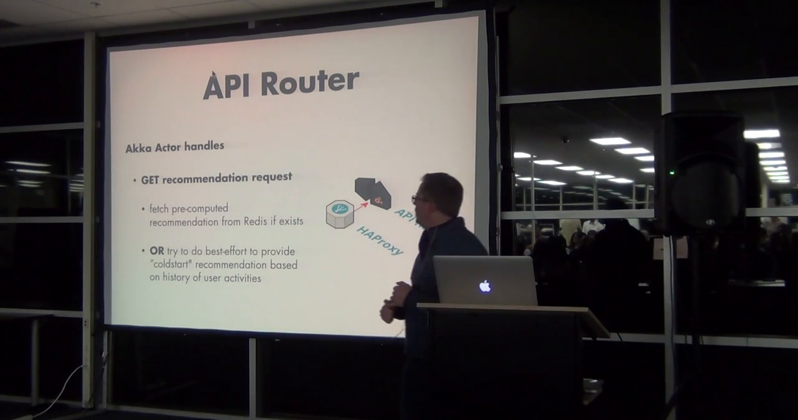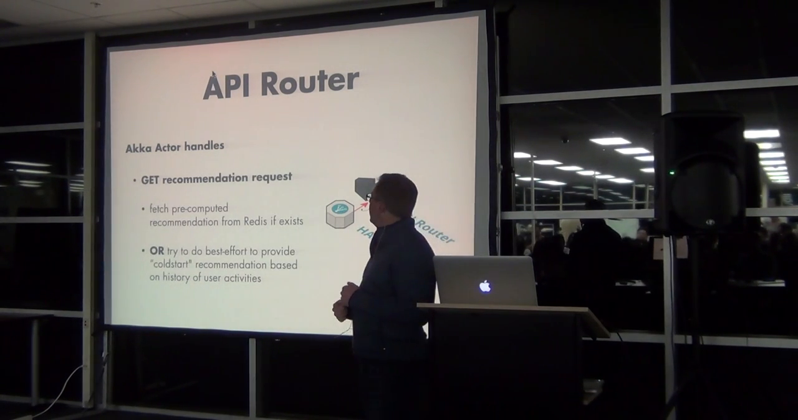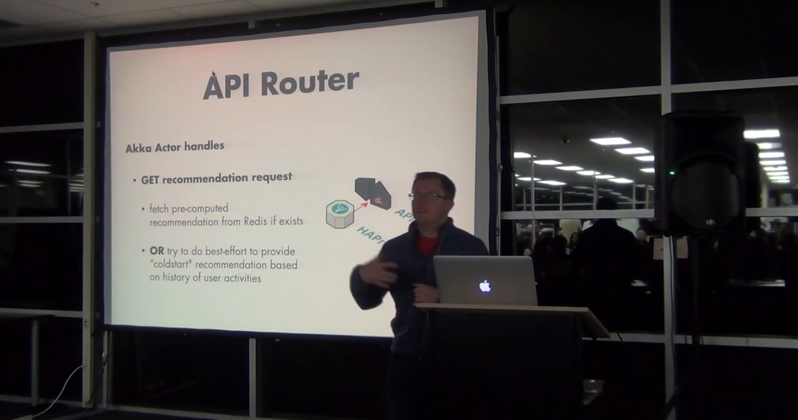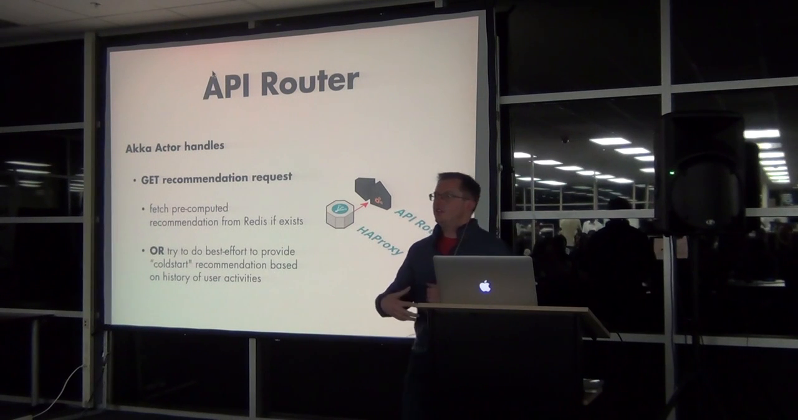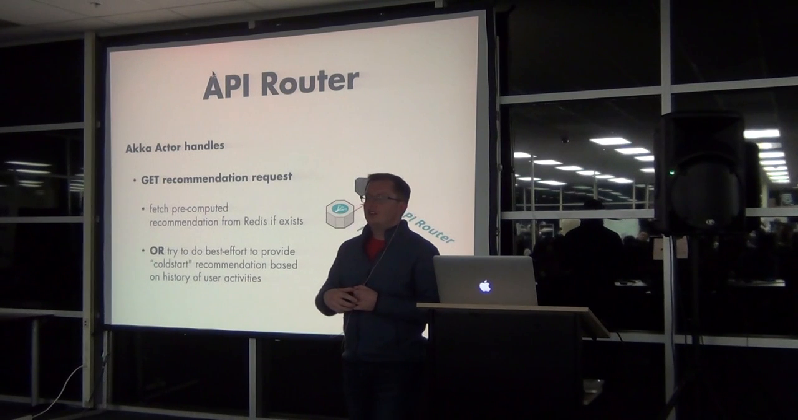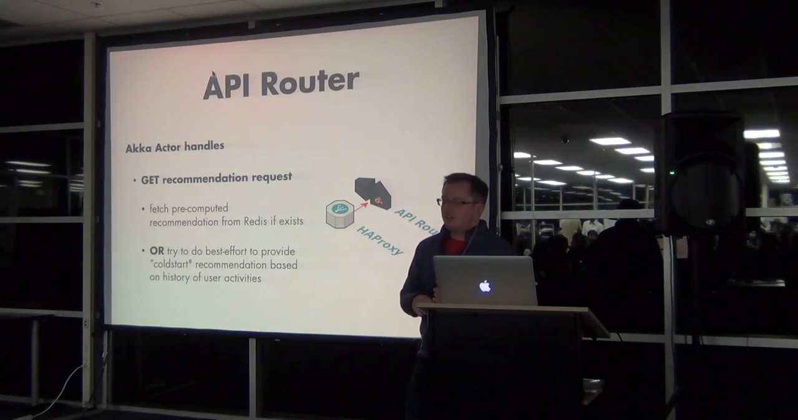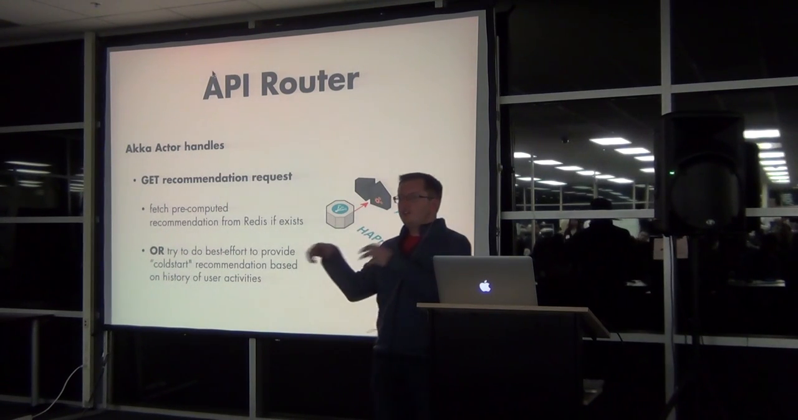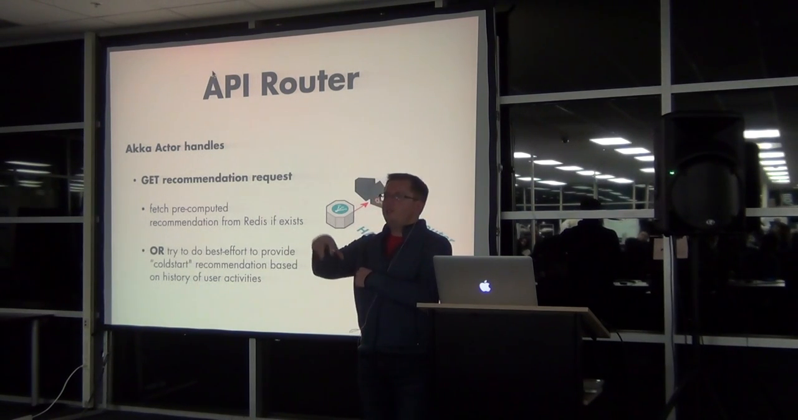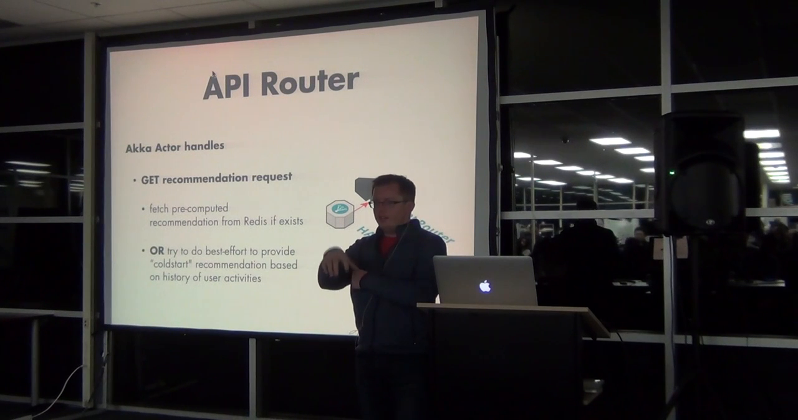At this API router, we also receive requests like: give me the next 20 or 100 recommendations. In this case, we are not doing any computation either. We just go to Redis and look: is there a recommendation for this user already prepared? If it is there in Redis, then we just serve that back to the client.